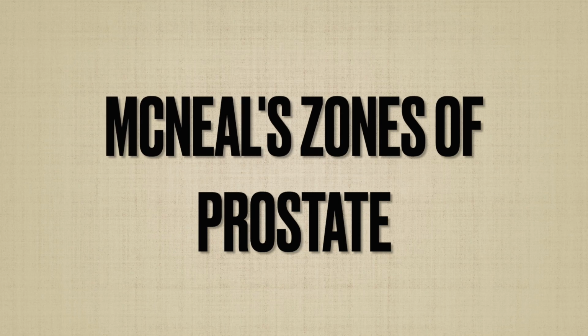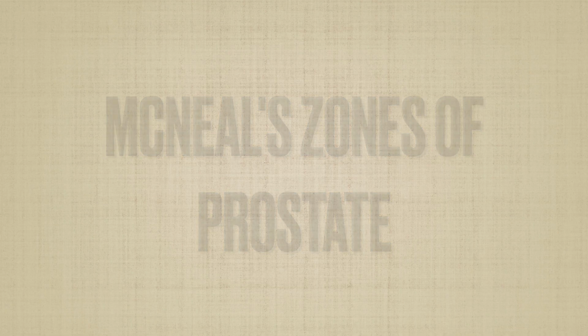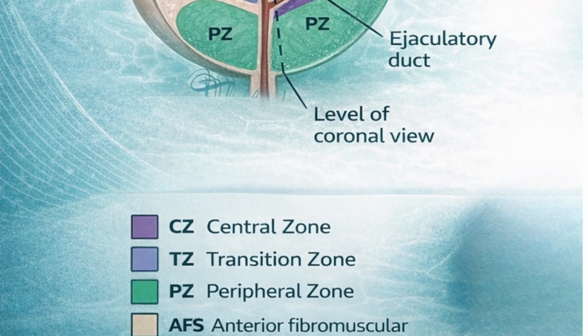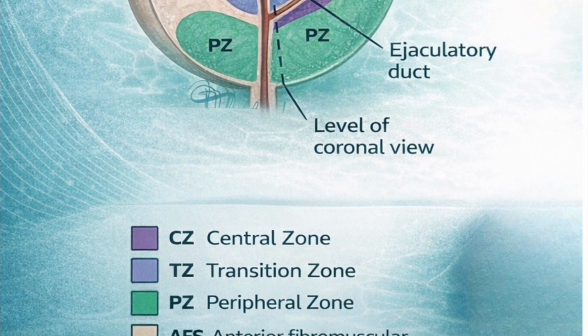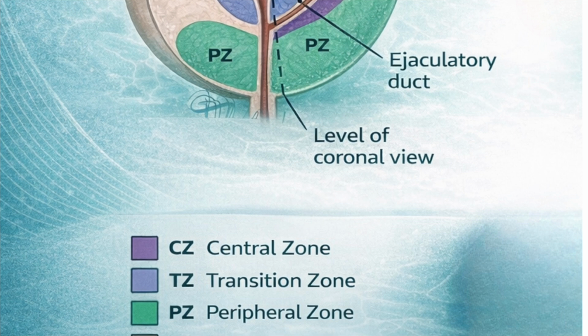And the last Viva question, how many zones does the prostate have? Modern anatomy doesn't focus much on lobes. Instead, they focus more on McNeil's zones of the prostate. And there are 4 zones of McNeil. They are the peripheral zone, the central zone, the transitional zone and the anterior fibromuscular stroma.